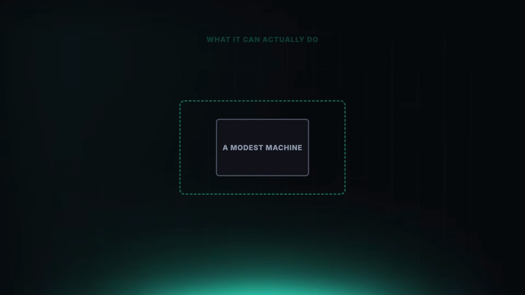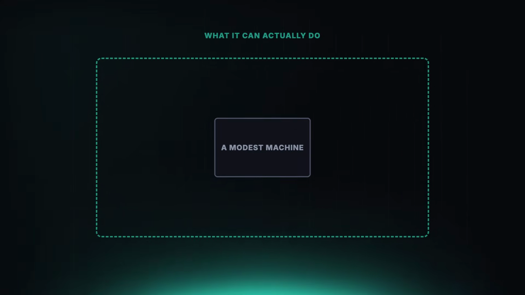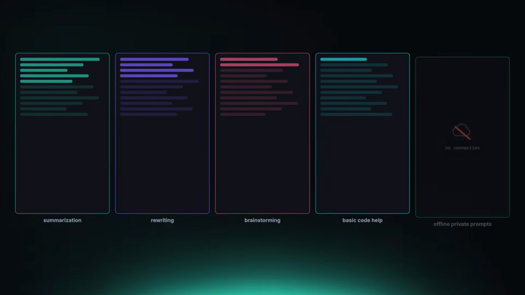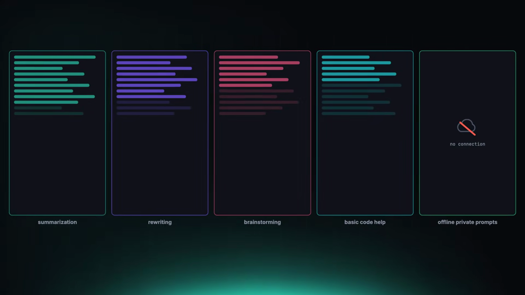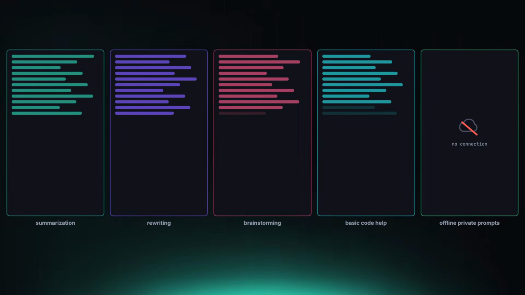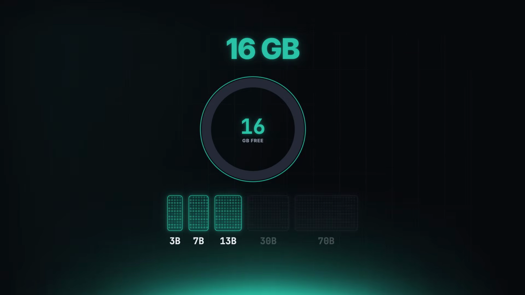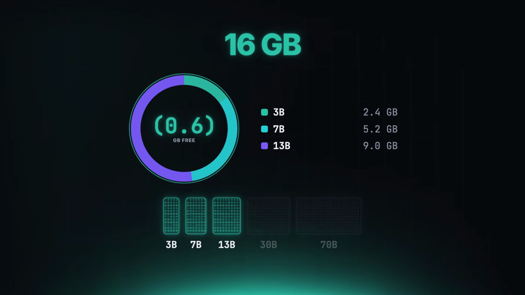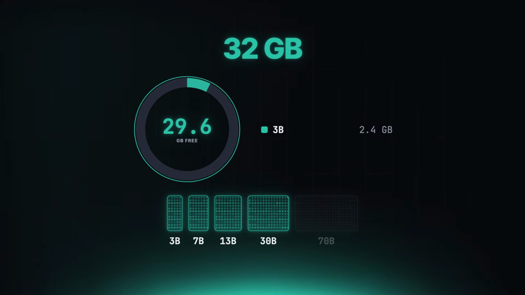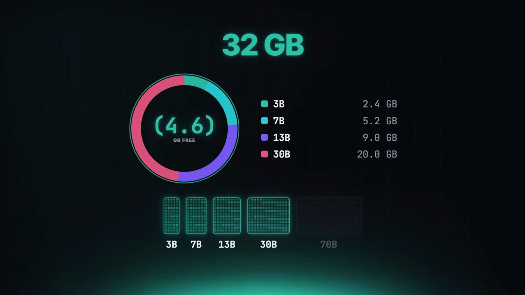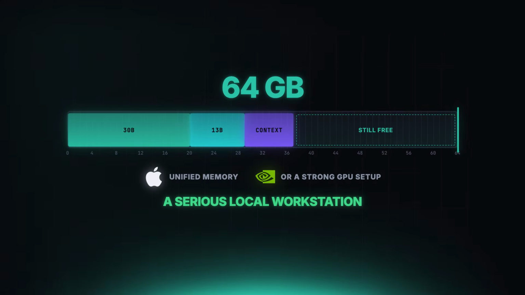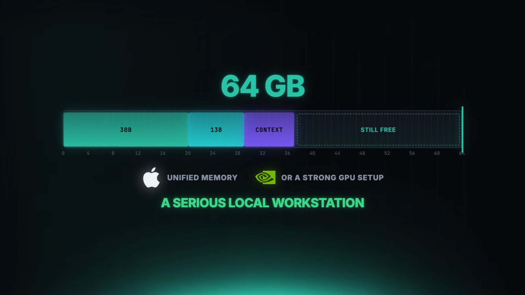So what can a small machine actually do? A lot more than people think. A modest laptop can run small chat models for summarization, rewriting, brainstorming, basic code help, and offline private prompts. A 16 GB machine can start touching surprisingly capable models if you choose carefully and accept limits. A 32 GB machine opens up much more comfortable daily local AI. A 64 GB machine, especially with unified memory or a strong GPU setup, can become a serious local workstation.